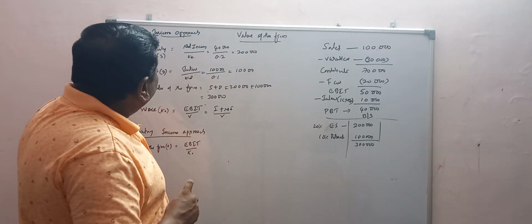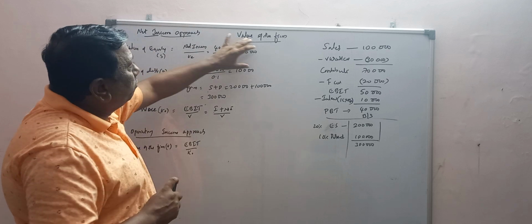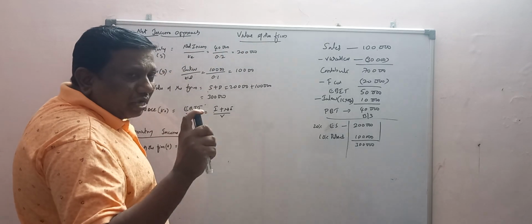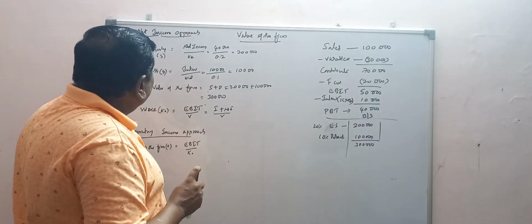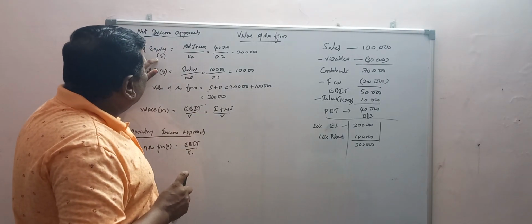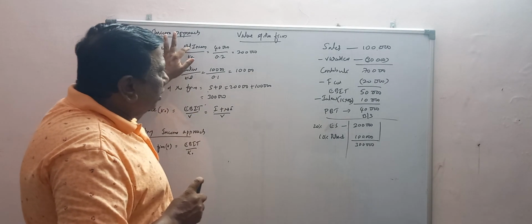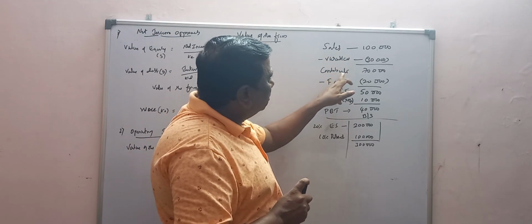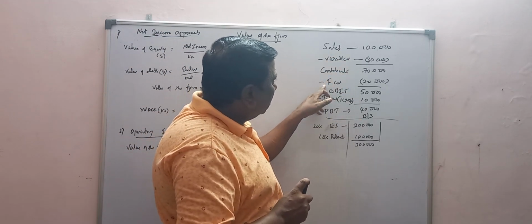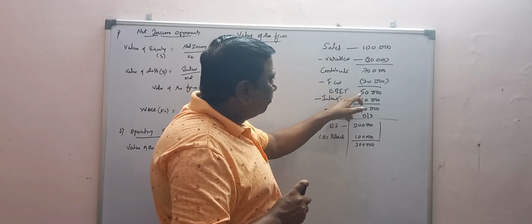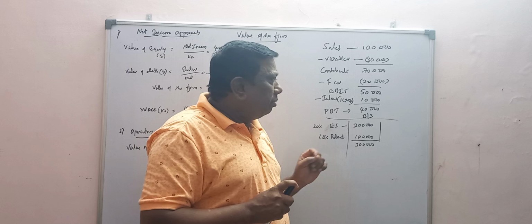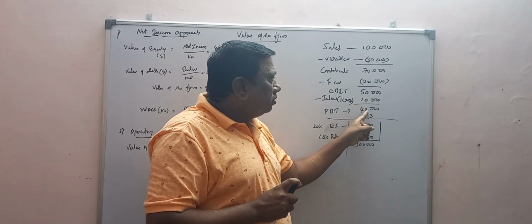To get the value of the firm, I said we need two capitals, equity share and debentures. For the value of equity, we need net income. Sales minus variable cost gives contribution, minus fixed cost we get EBIT, that is 50,000. If we subtract interest on debenture, 10,000, we get 40,000.